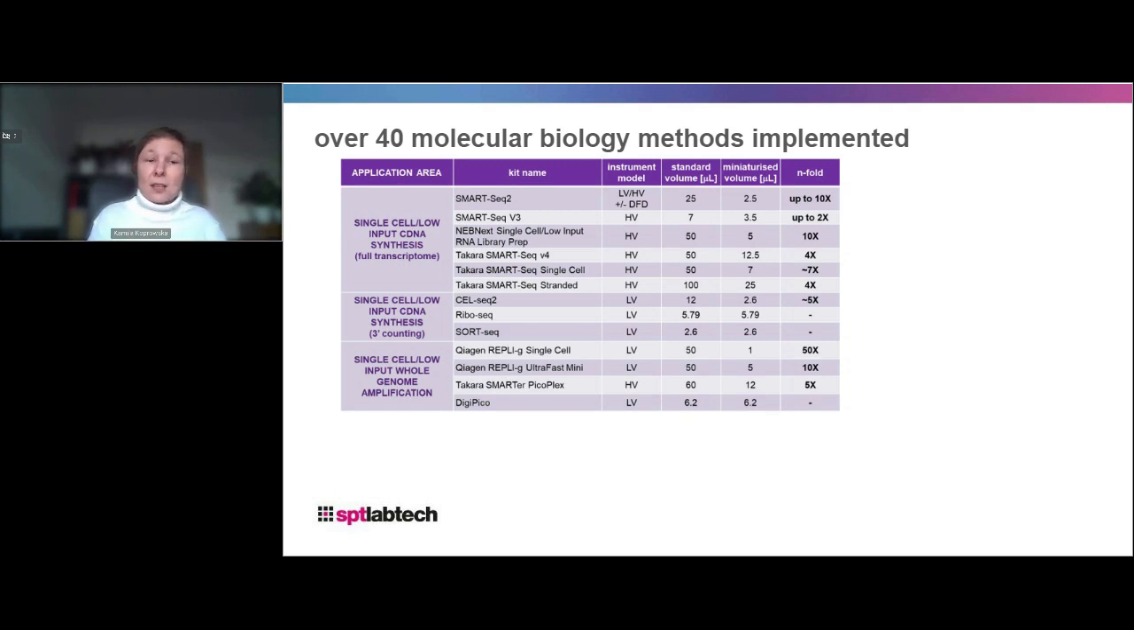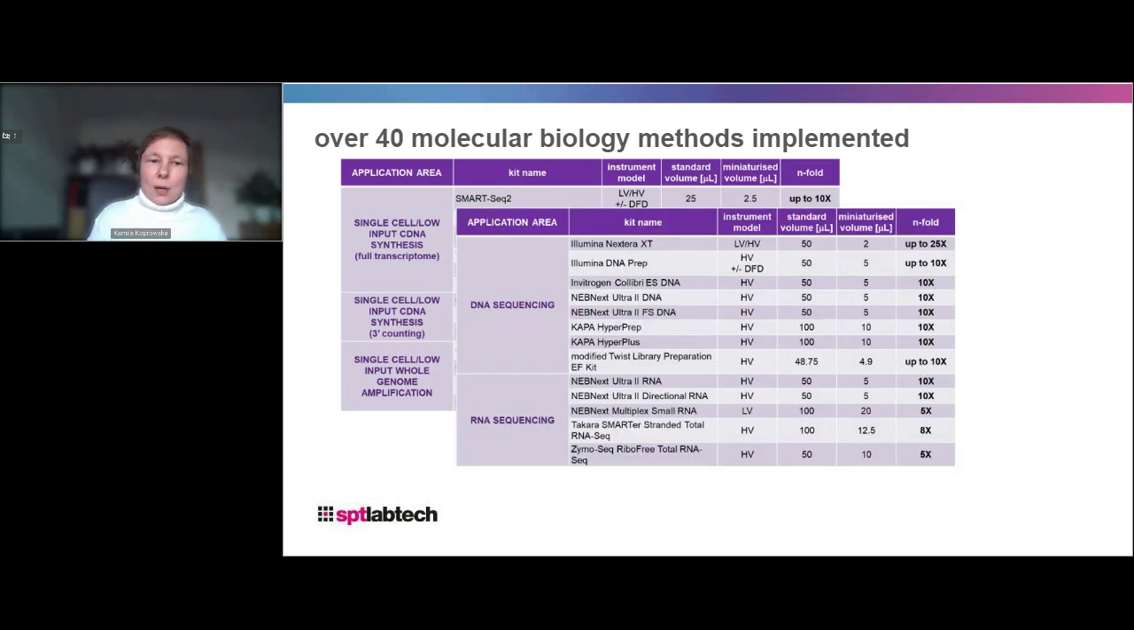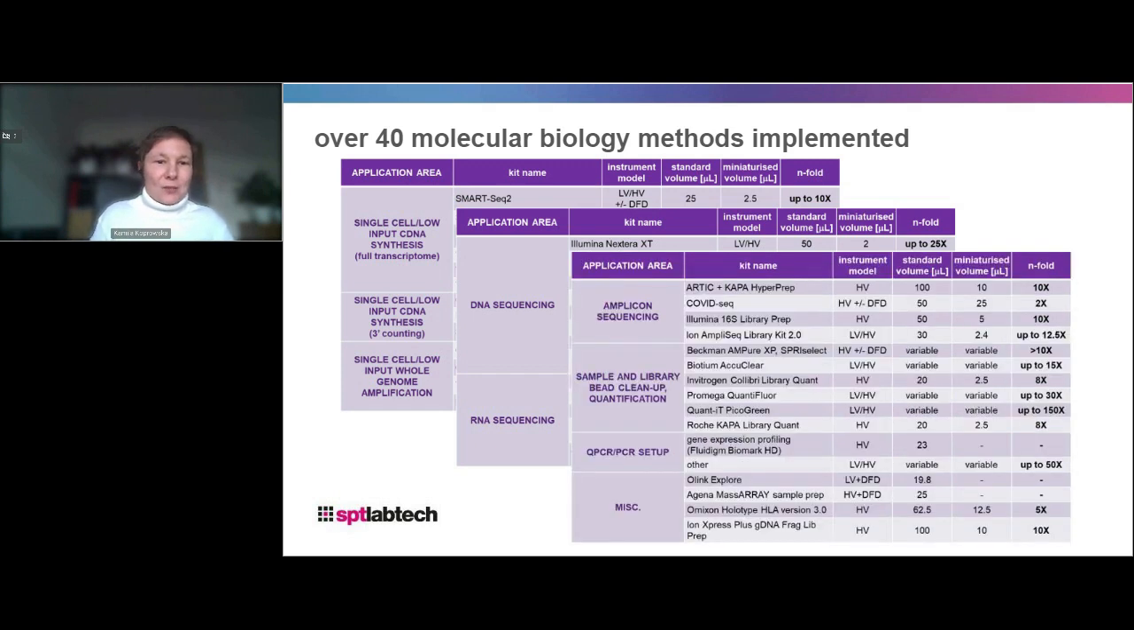We have single-cell RNA-seq, single-cell DNA-seq, but also going downstream, we have library preparation for RNA, and these examples include kits from NEB, from Invitrogen, from Illumina, but also more unusual approaches like amplicon sequencing. We also support the Olink Explore for proteomics.